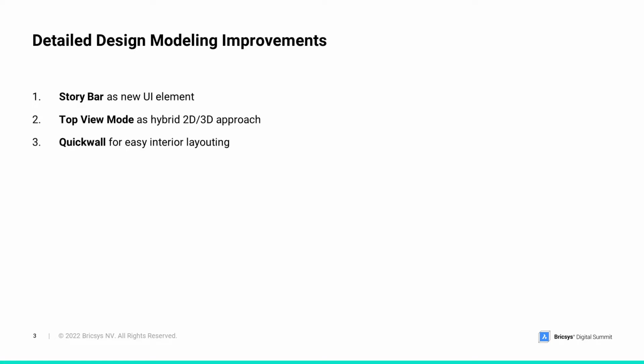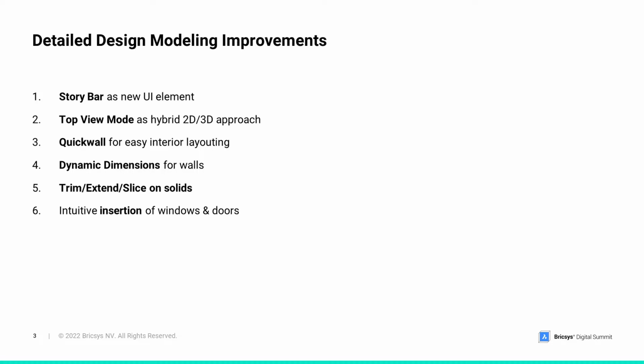Okay, so to recap this first chapter, BricsCAD BIM v23 introduces the story bar, an interface element that highlights the different stories in your building. It gives you access to top view mode, which is a hybrid floor plan-like view of your 3D model. It allows for intuitive modeling with walls by means of the Quick Wall tool, dynamic dimensions and trim, extend, slice commands, and allows you to insert windows and doors more easily.